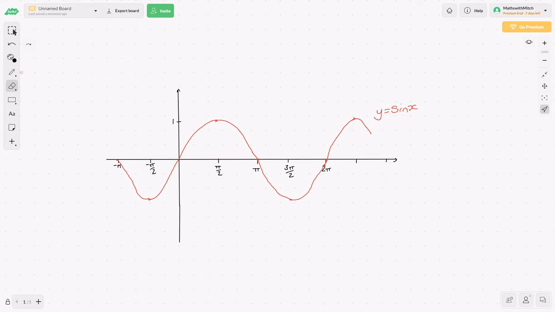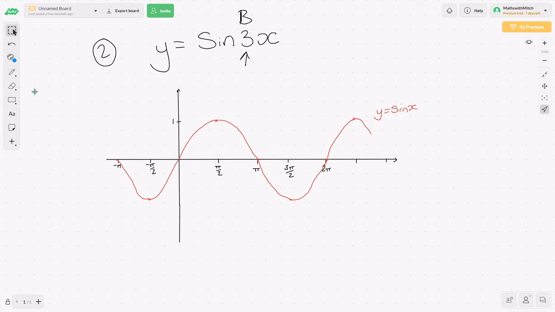Now for our second transformation, let's consider the formula sine 3x. So our coefficient is now here. Let's call this b, but we're going to use 3 for the example. And now let's think about the effect that this has. Now for this one, we need to think about a term called the period.